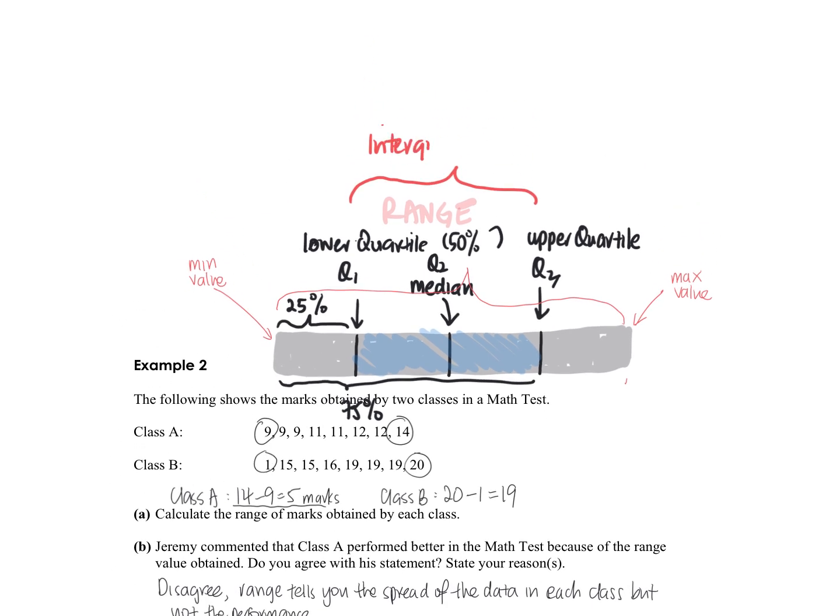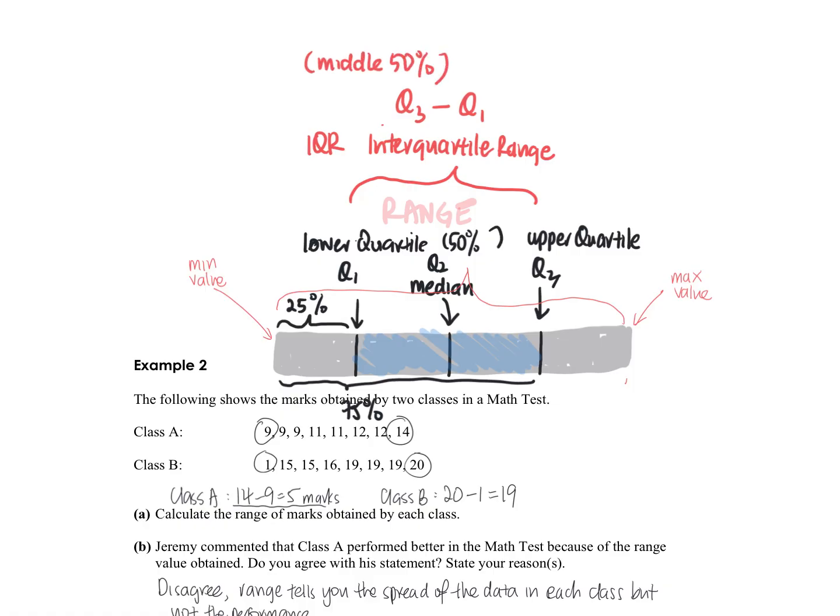Okay, so interquartile range. How to find interquartile range? We use the 75% minus the 25% below. So this is the middle 50%.